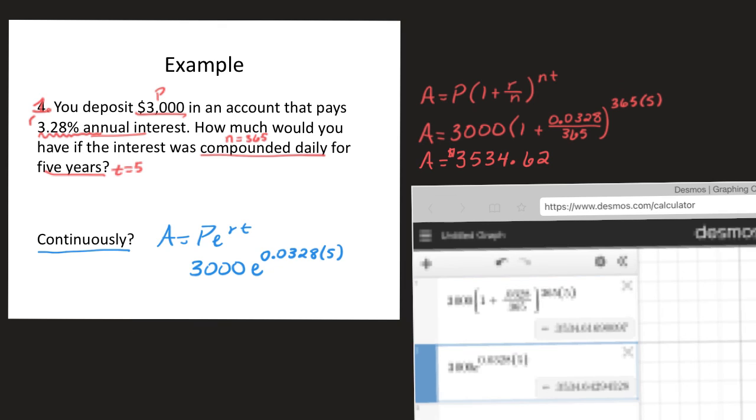Using this type of compound interest where I'm compounding continuously, this would give me a value in my account after the 5 years of $3,534.64. So the more you compound, the more money you make. It's only a 2-cent difference, but continuously is more valuable than compounded daily.